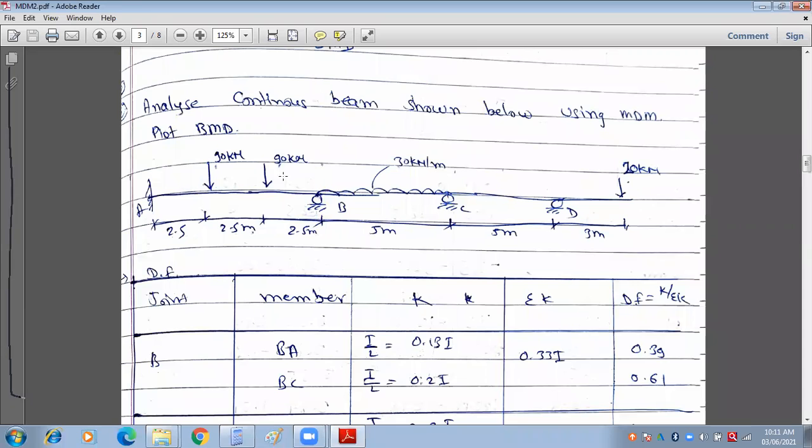There are two point loads, which means we have to consider them one by one. Let us consider this one as a point load. For this case, let us consider this span as a and this span as b. The second time we have to consider this point load, with this span as a and this span as b.